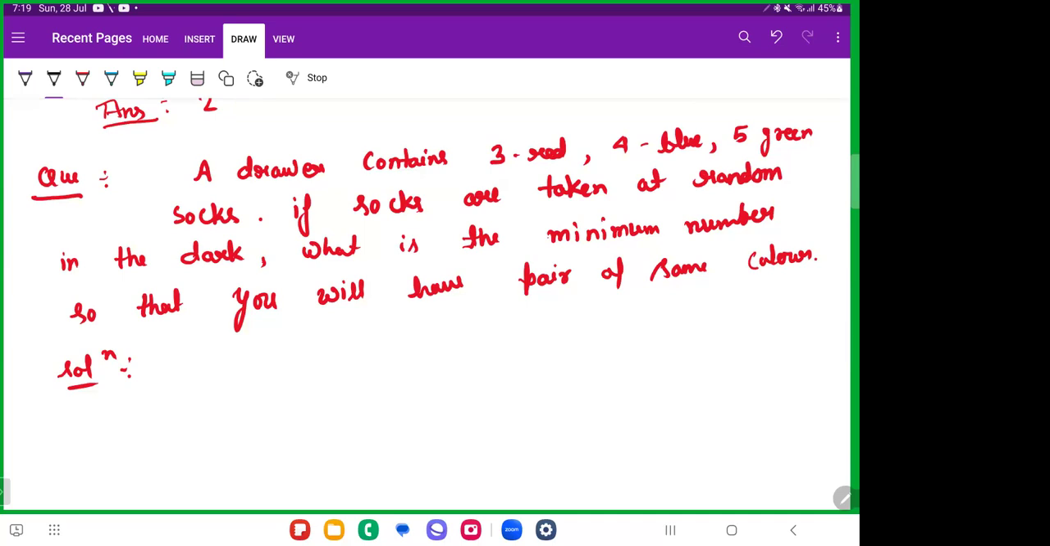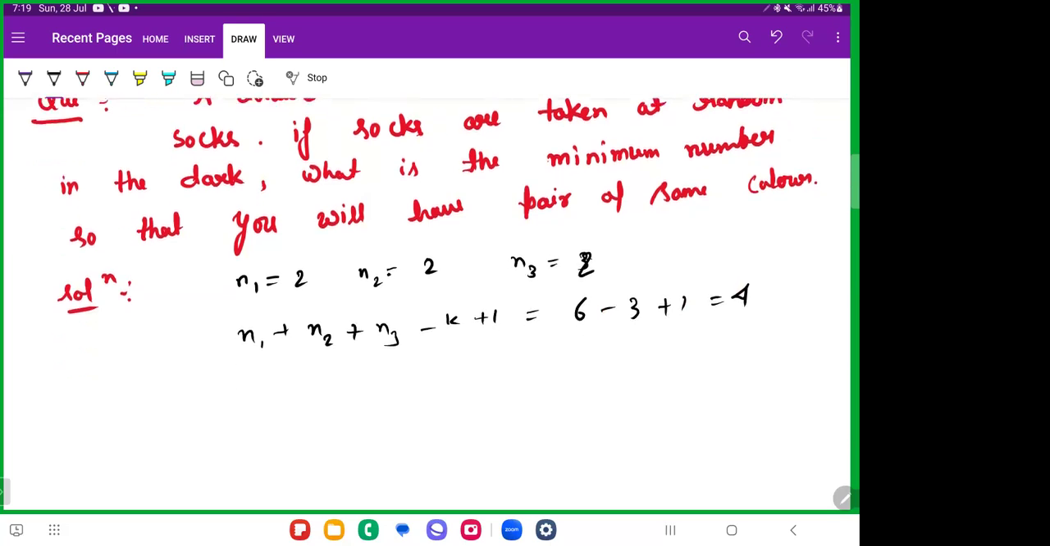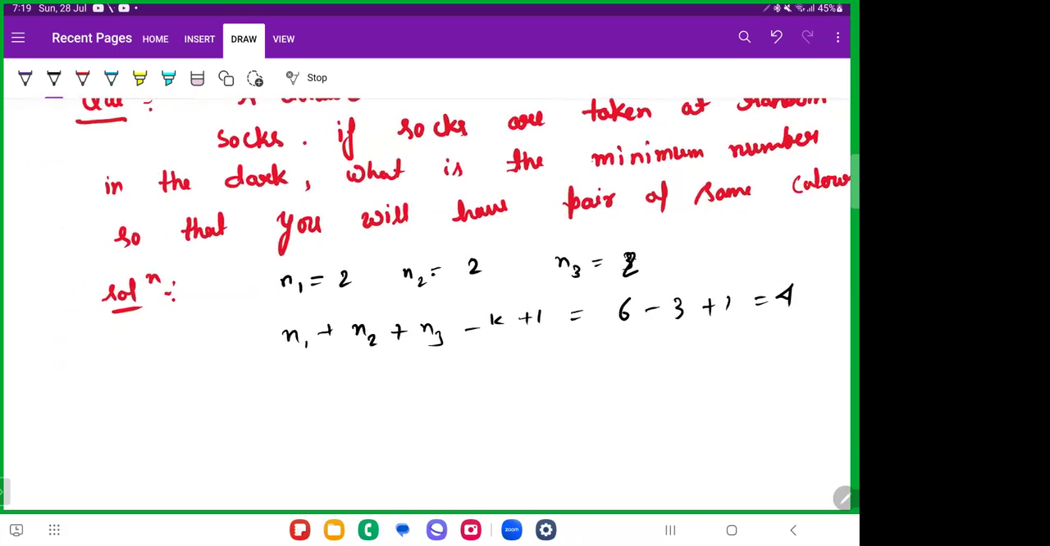Yes, you are correct. Precisely, you are using the strong pigeonhole principle, N1, 2, N2, 2, and N3, 2, and you have three boxes. So this says N1 plus N2 plus N3 minus K plus 1. This is 6, sorry, this is 2 minus 3 plus 1. This is 4. So you need to make four choices. Yeah, this is fine.